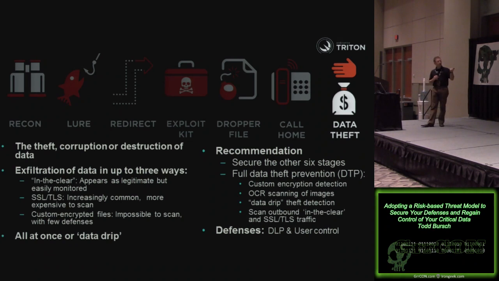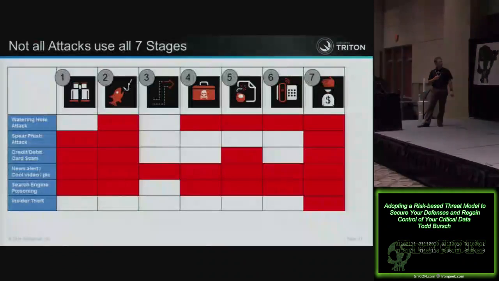You also need to look for data drip detection as well. So maybe you have a rule that says you can't send an email with 10 credit card numbers in it. So what they'll do is they'll keep on sending them out, email after email, with 9. So you need to be able to, cumulatively, look for that over a long period of time, and you have to do SSL, TLS inspection as well.